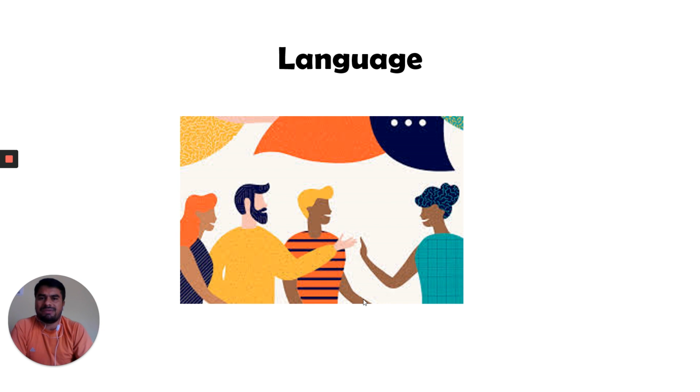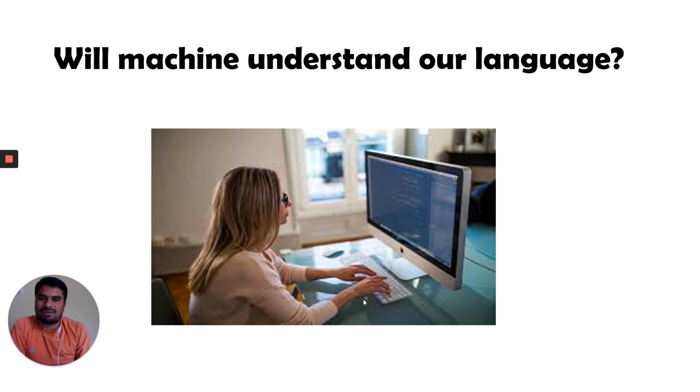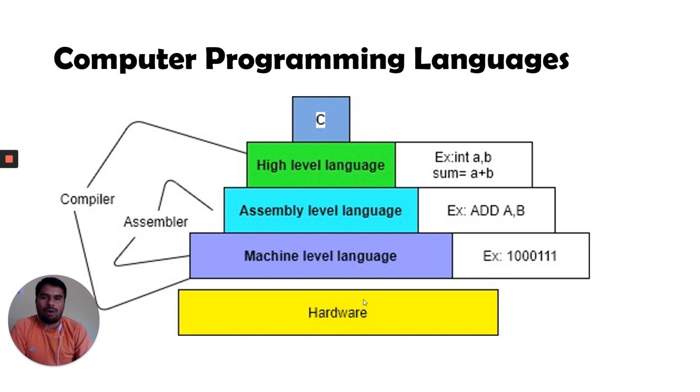Now, the question arises whether a machine can interact with a human being. Is it possible? No, it is very difficult. So what do we need to do? We need to translate our language into machine level language. Will a machine understand our language? It is not possible. That is why we translate our language into machine level language, and for that we use some translators. So come quickly, let us see the different computer programming languages we are going to come across.